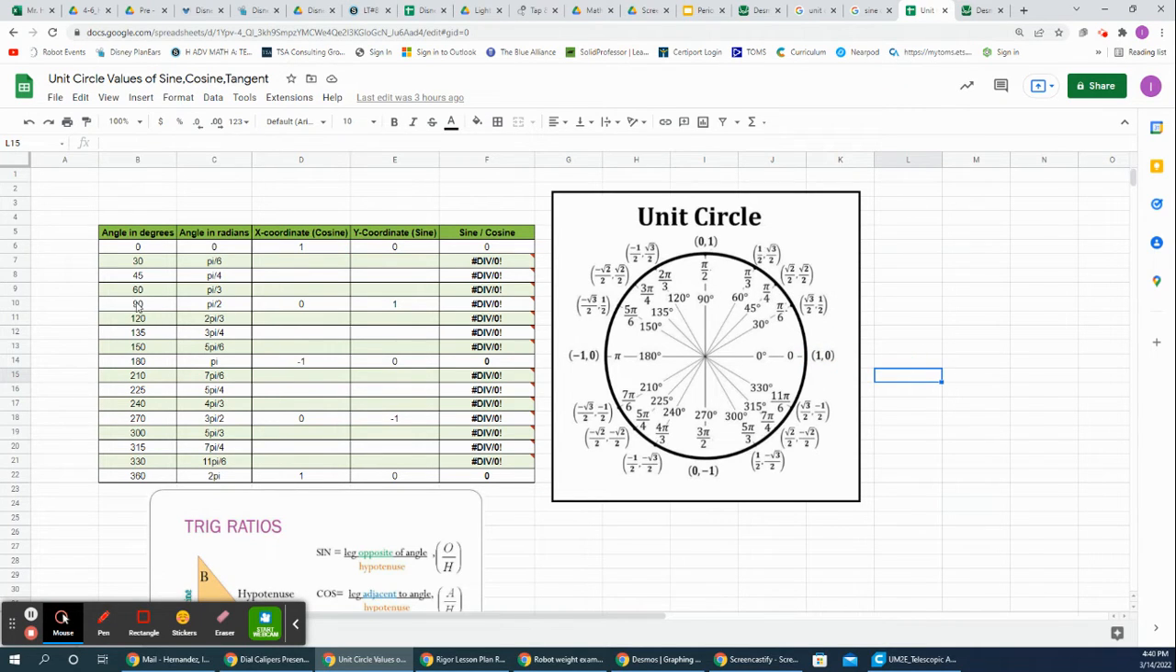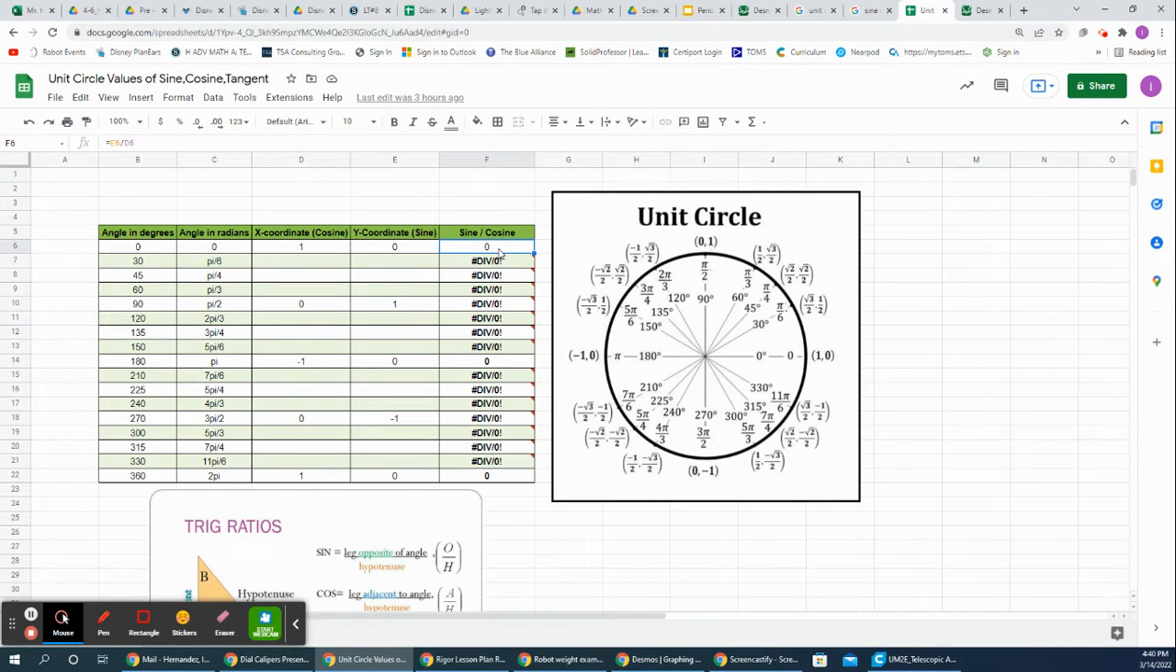Notice that I also went ahead and did it for 0, 1, for 90 degrees or pi over 2. So at 90 degrees, pi over 2, it's right here. Look, 0, comma 1. Here, 0, comma 1, x coordinate, y coordinate, cosine, sine, 0, comma 1. It's already there. Okay?